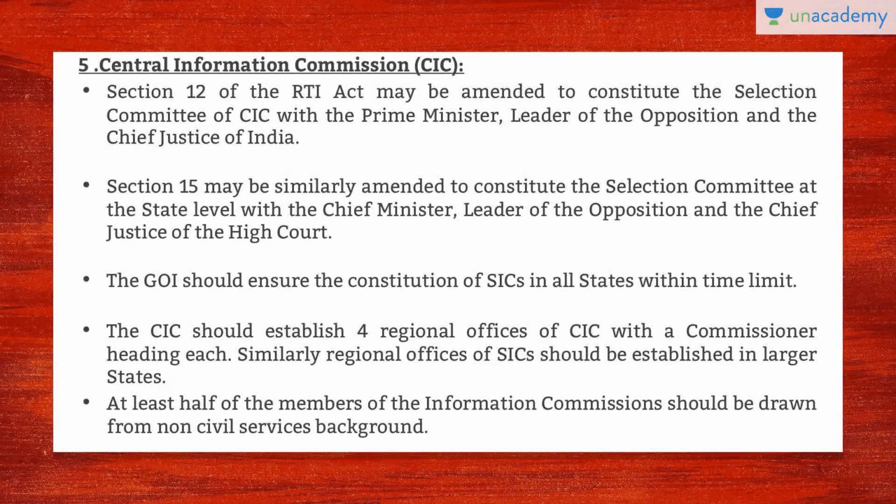Then the Central Information Commission. Section 12 of the RTI Act may be amended to constitute a selection committee of the CIC with the Prime Minister, Leader of Opposition and Chief Justice, and section 55 can be similarly amended at the state level. And the Government of India should ensure the constitution of State Information Commissions in all the states within the time limit. Similarly, the Central Information Commission should establish 4 regional offices of CIC with a commissioner heading each. And similarly, regional offices of State Information Commissions should be established in larger states.